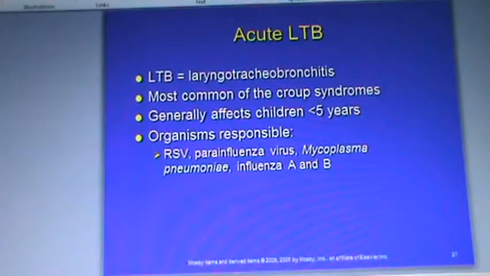Acute LTB. That's the laryngotracheobronchiolitis. Most common in croup syndromes, generally affects children less than 5, and it comes from RSV, parainfluenza virus, Mycoplasma pneumoniae, and influenza A and B.